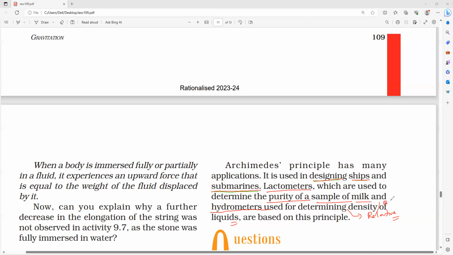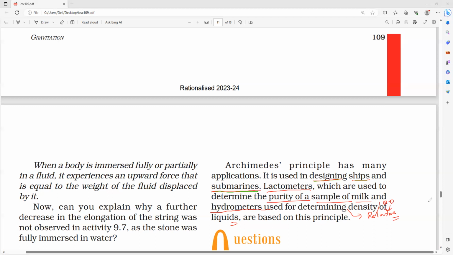Density and RD. Then it is okay. Next, you can see all of you like this. You can take any boat. If you go to any village, from a small boat to big submarines, everything is designed based upon the Archimedes principle only. So that is what the Archimedes principle is.